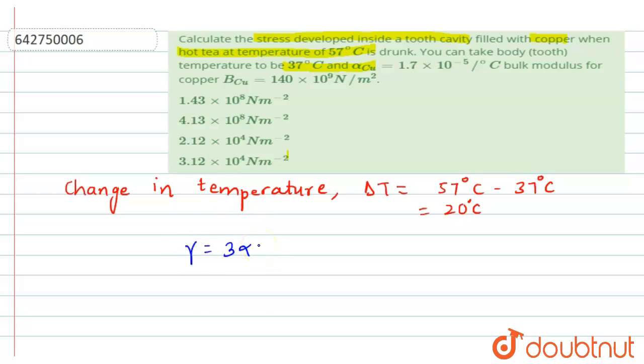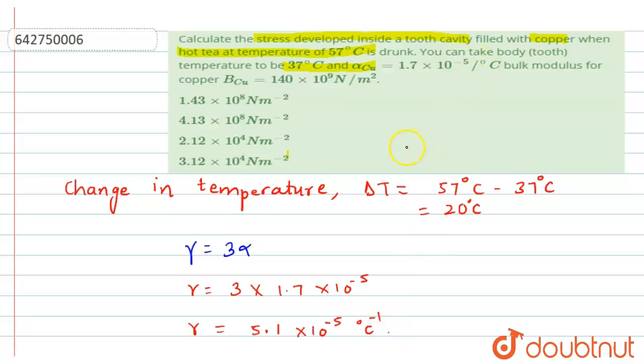Now we can find the value of gamma using the value of alpha, which is given in the question. So gamma equals 3 times 1.7 into 10 raised to power minus 5. So we get gamma equals 5.1 into 10 raised to power minus 5 per degree Celsius.